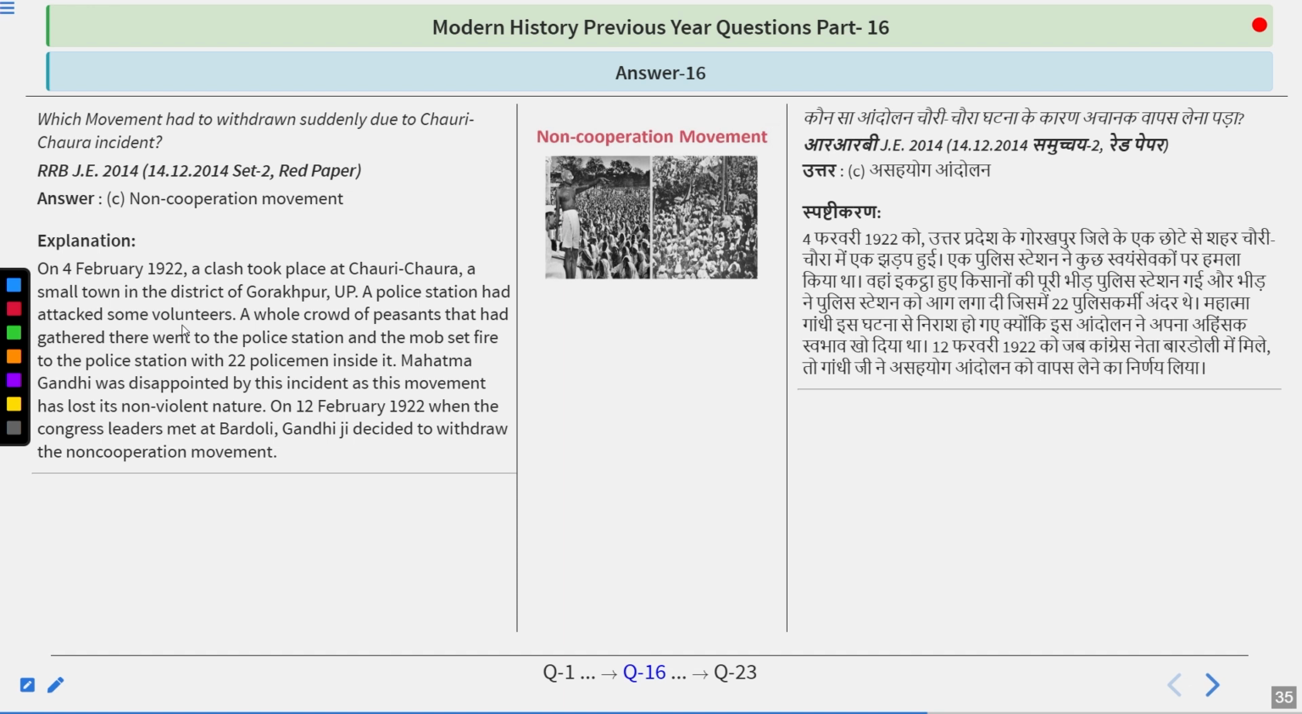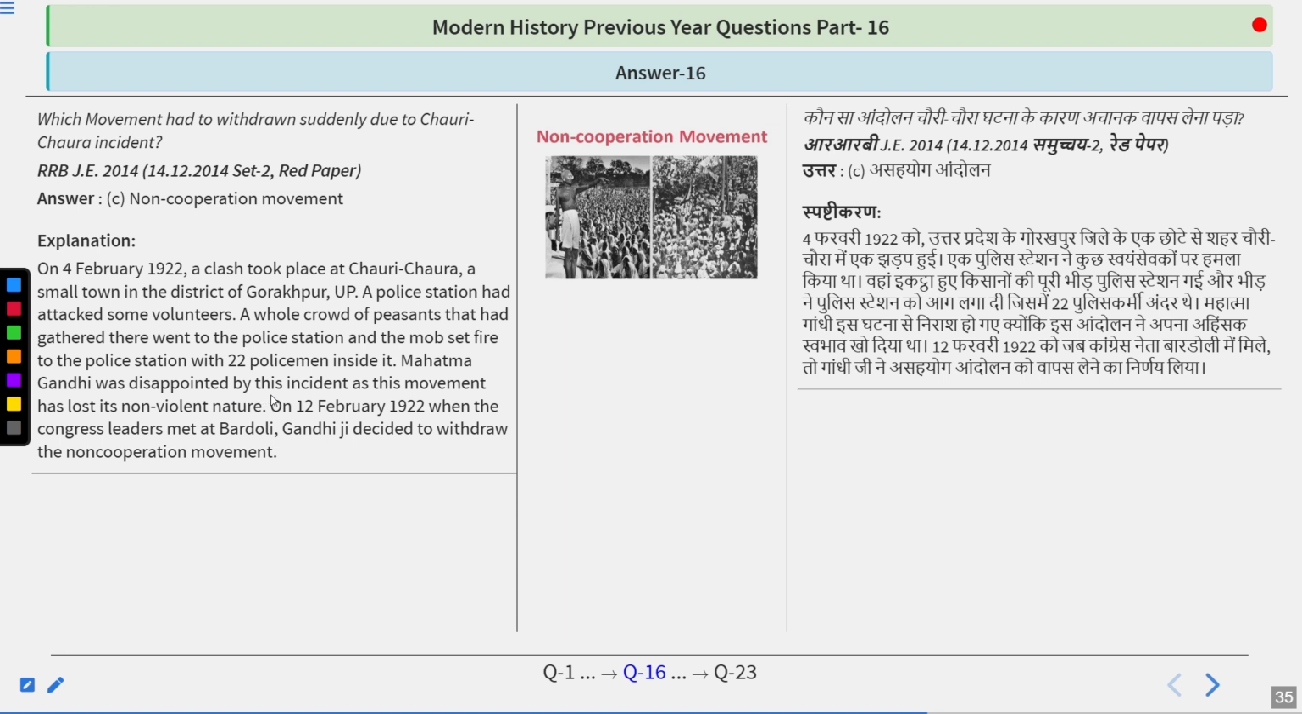Later in the night, the protesters came along and tied all the 22 policemen in that particular police post and set it on fire. So on 4th February 1922, a clash took place at Chauri Chaura, a small town in the district of Gorakhpur. A police station had attacked some volunteers. The whole crowd of peasants that had gathered there went to the police station and the mob set fire to the police station with 22 policemen inside it.